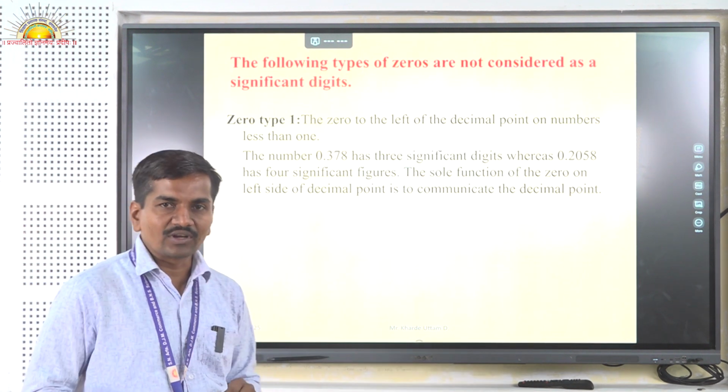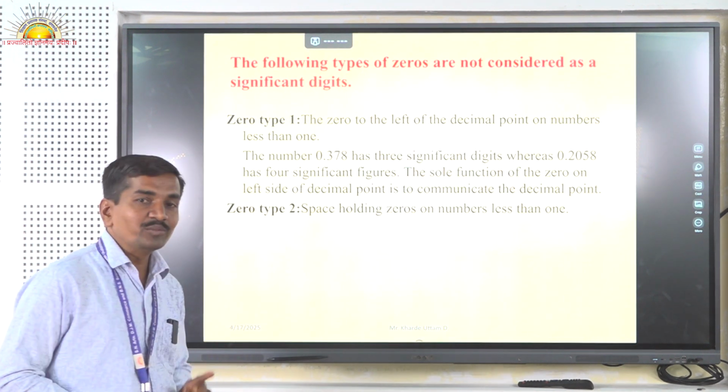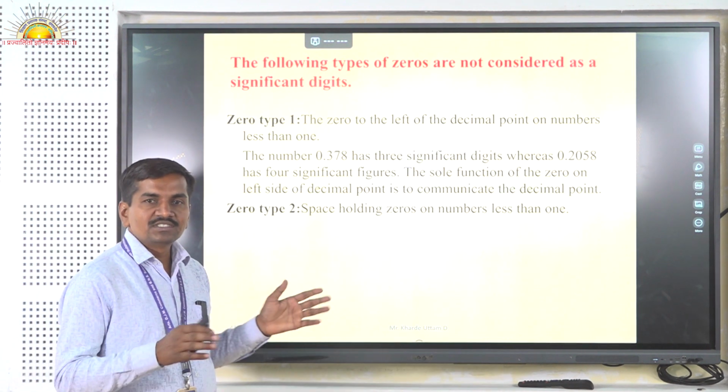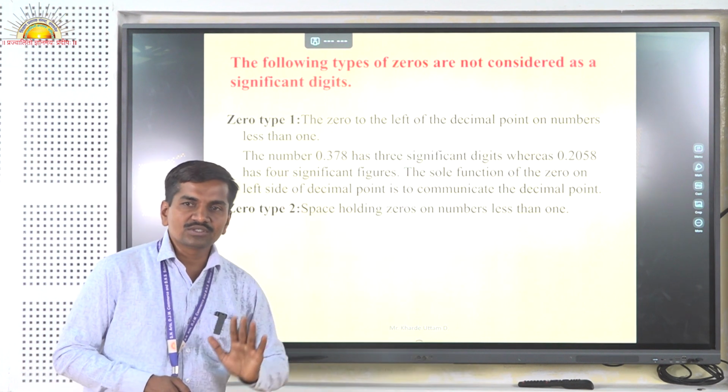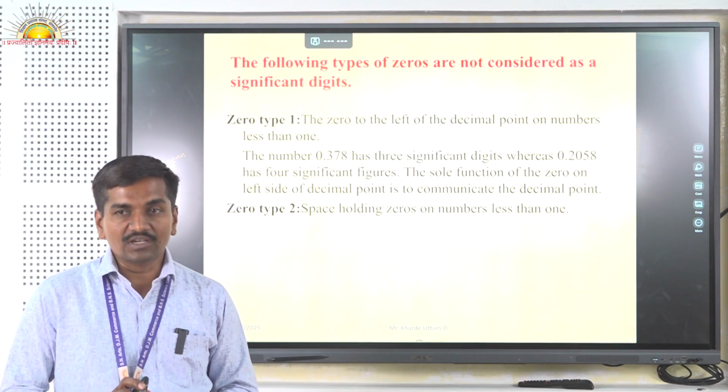Is that clear? Okay. Now, the second type of 0 which cannot be considered a significant 0 is space-holding zeros on a number less than 1.